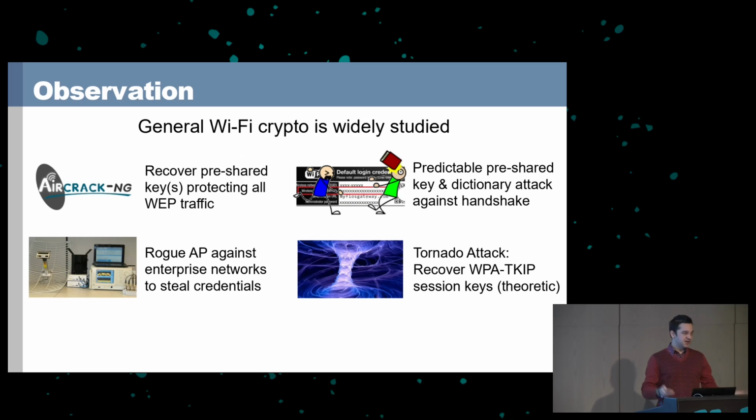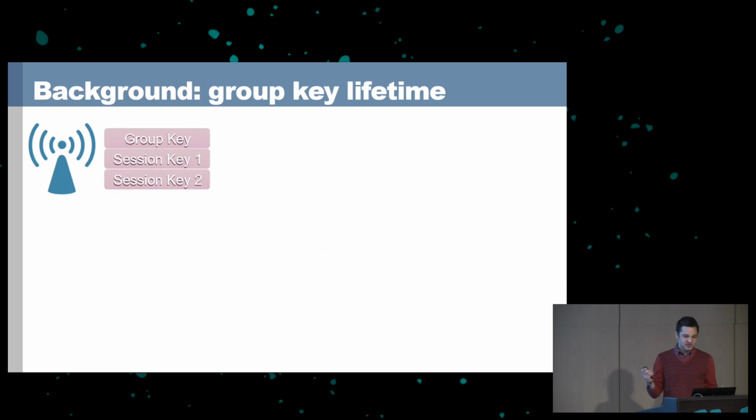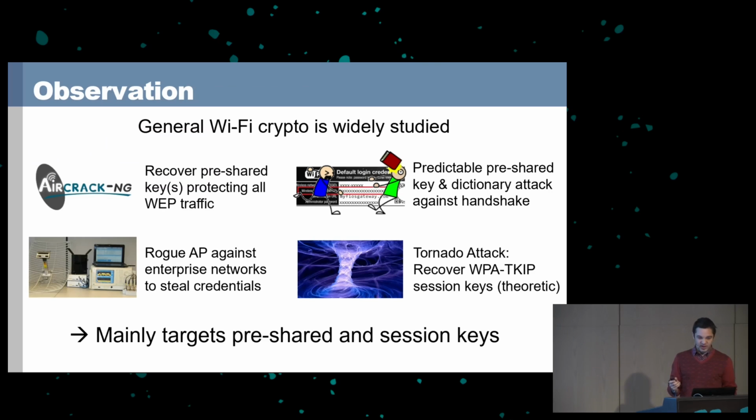So why am I telling you all this? Well, if you look at all this previous research about the security of wireless networks, we can see that a lot of this work is focused on the security of the pre-shared keys or of the negotiated session keys. So that has received a very large amount of attention from the research community and also from hackers. However, the keys that are used to protect broadcast traffic, so the group keys, are not widely studied.